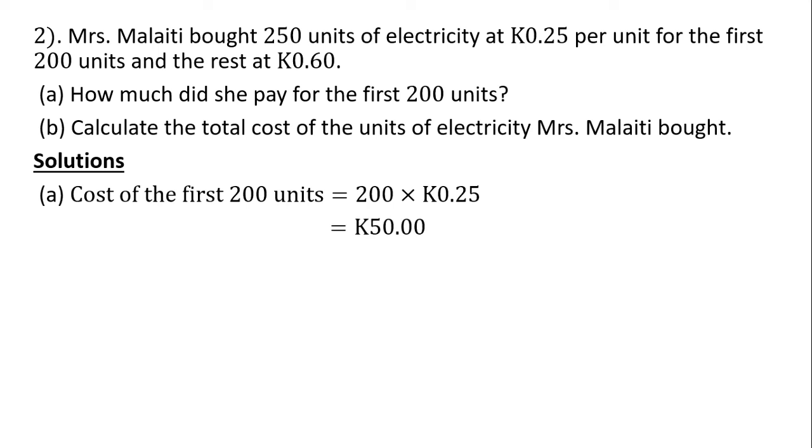Calculate the total cost of the units of electricity Mrs. Malaiti bought. So what you are supposed to do is to subtract 200 units from the 250 units, because the first 200 units were bought at 50 kwacha, where she spent 0.25 kwacha per unit. After the 200 units, she was paying 0.60 kwacha. So you are supposed to subtract 250 minus 200, whatever remains, which is 50, you multiply it by 0.60 kwacha.